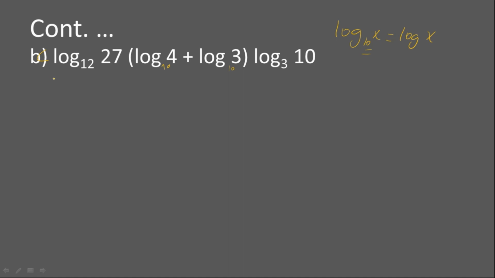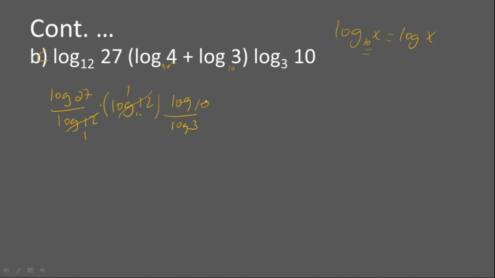By the law of logarithm, we can write this number as log 27 to the base 10 divided by log 12 to the base 10, times, since this is the sum, we can combine it using the product rule. 4 times 3 is 12, so it can be written as logarithm of 12 to the base 10 times log 10 over log 3 simply. So this can be simplified, and this becomes 1.